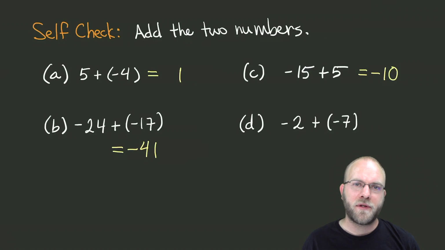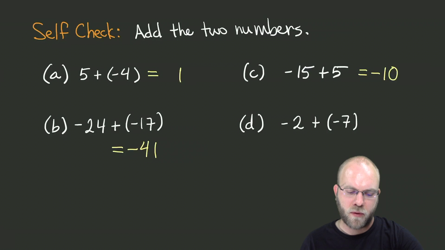Now we have -2 plus -7. Now these are both negative, so we have the same sign, so we'll add the sizes. 2 plus 7 is 9. Keep the sign, and so that's -9.